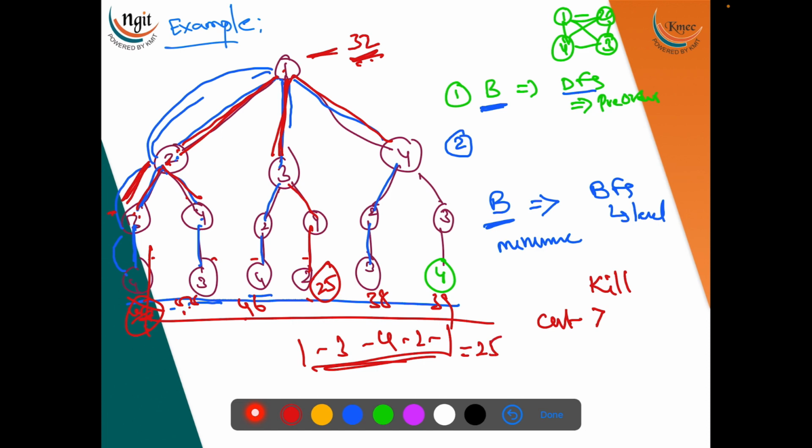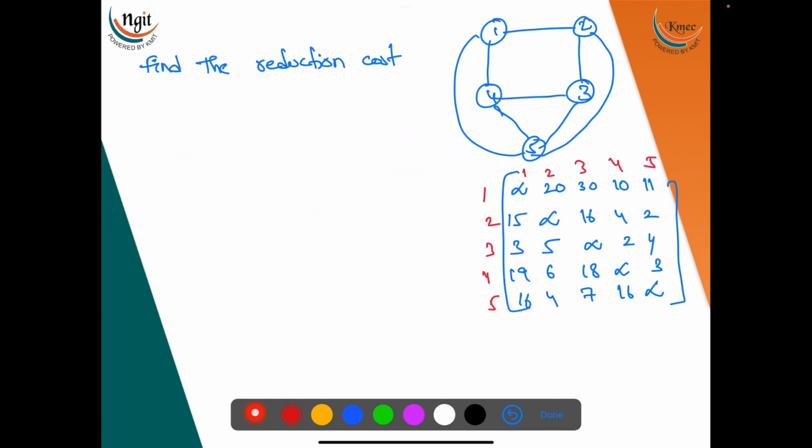So what about all these other solutions? We will kill them. If a node has a cost of 38 in this level, we will kill it here. If the cost is more here, we will kill it right here. So using the bounding function, what is the bounding function? If the cost of the present node is greater than the upper bound of the state space tree, we will kill the node which is producing more cost. So that is the bounding function. These are the main differences between backtracking and branch and bound. Now let's see the example.